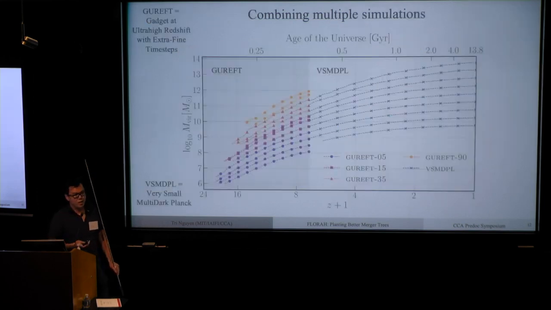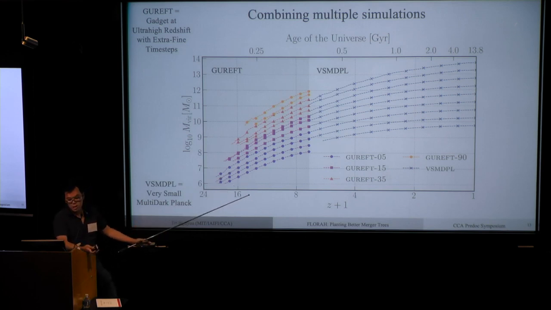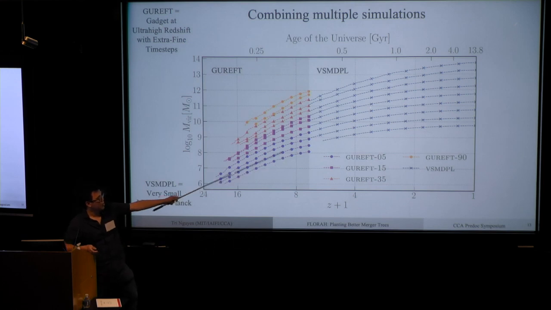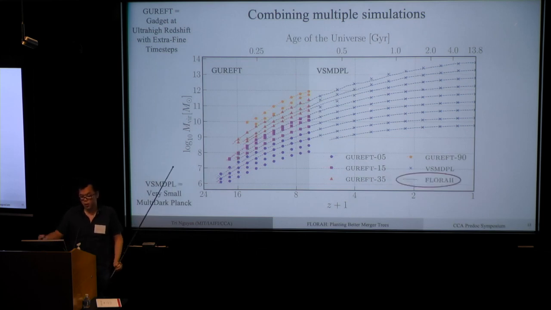Another thing we do is use another simulation, called the Graph simulation, run by the amazing Aaron Yoon. The Graph simulation is at very high redshift, starting at redshift z equals 6, but it has very high mass and time step resolution at this redshift. Here I'm just showing the data, the N-body simulation, the Very Small MultiDark trees, as well as the Graph trees. Now I'm going to remove all the lines and replace them with Flora.